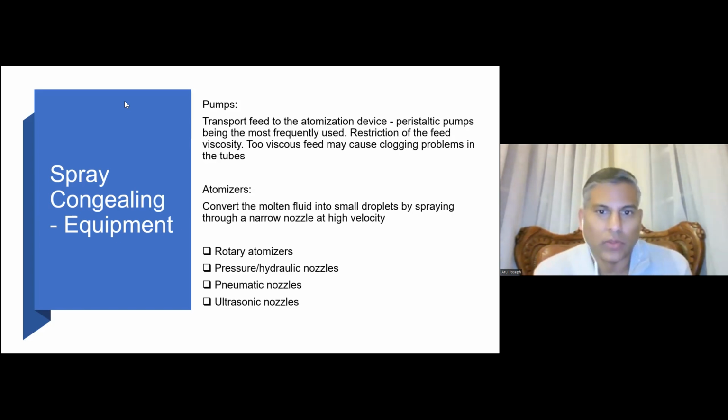atomization device. And then we have different forms of atomizers, and atomizers are similar to what we use for spray drying. These can convert the molten fluid into small droplets by applying pressure and pushing the liquid through a narrow nozzle at high velocity. And the typical types of nozzles and atomizers that we use are the rotary nozzle atomizers, hydraulic or pressure nozzles, pneumatic nozzles, and ultrasonic nozzles.